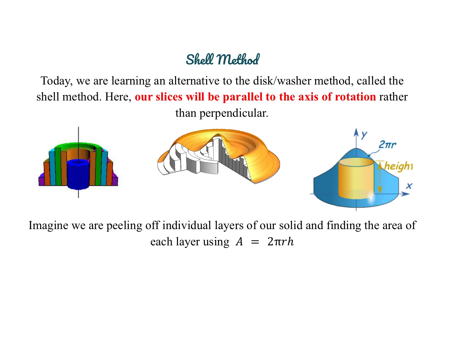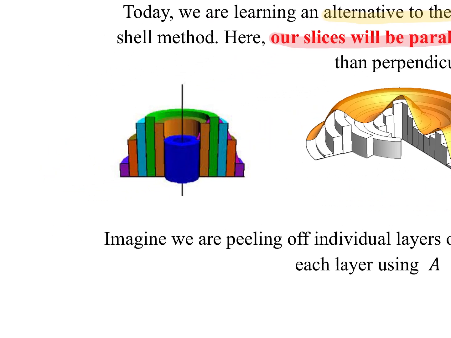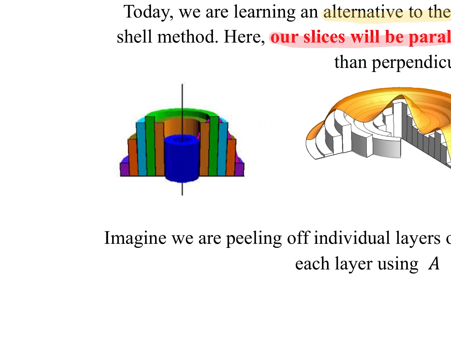Alright, so today we're going to learn an alternative to the disc or washer method, which is called the shell method. For some problems, you can use either method interchangeably, but there's definitely some problems where the shell method will be much easier to work with. And likewise, there's some problems where the disc or washer method will be the easier one. This method is pretty different from the washer method. The first main difference is that now when we take our little cross section, our slices are going to be parallel to our axis of rotation, which is different than when we were doing the disc or washer method.